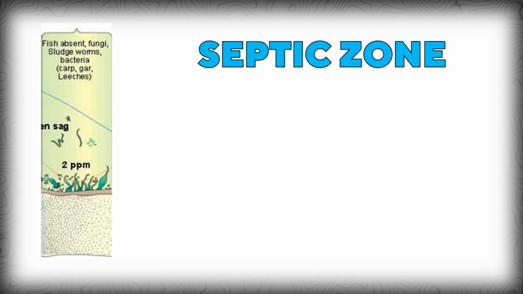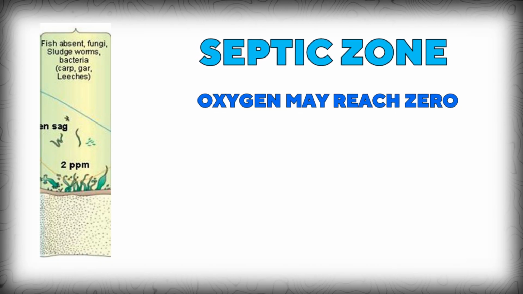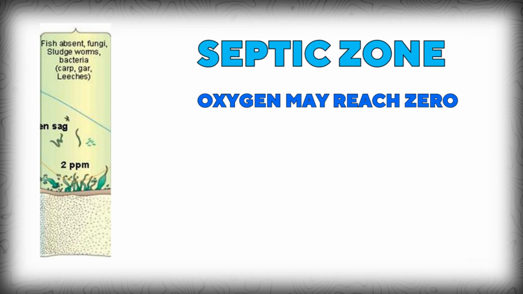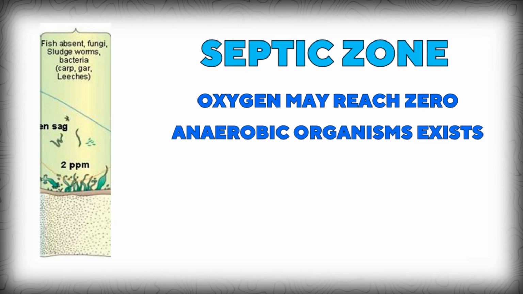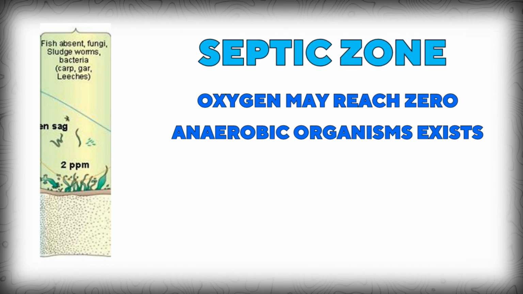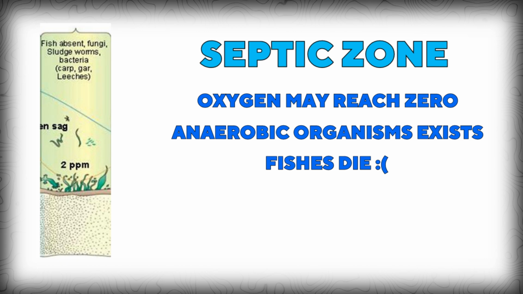Next is the septic zone, which has the worst water quality. This is where oxygen levels may reach zero, which promotes anaerobic conditions. Bacteria, fungi, sludge worms, and other organisms that can survive without oxygen dominate the water. This is where fish die or are absent.